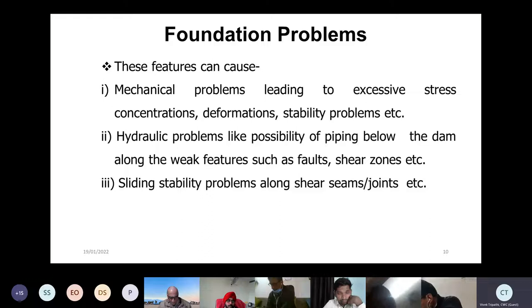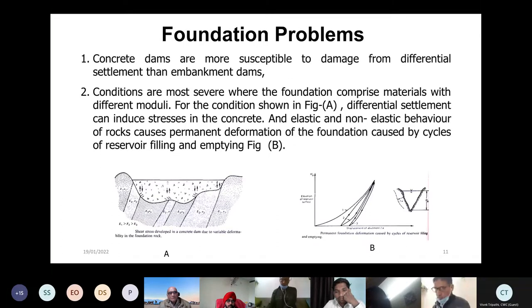So it may slide along a weak zone like shear seams or joints. Concrete dams are more susceptible to damage from differential settlements than embankment dams, because these foundations are of different materials. We cannot find an isotropic or homogeneous foundation. So different moduli of elasticity and different moduli of deformation are found in our dam foundation. Conditions are most severe where the foundation comprises material with different moduli.